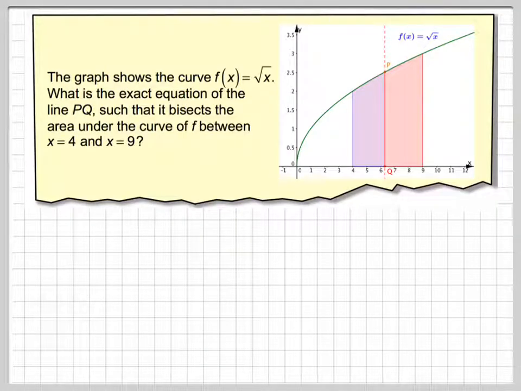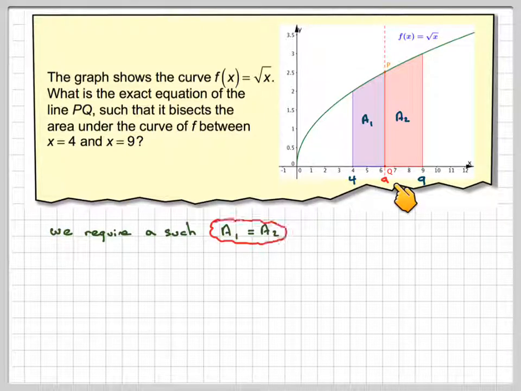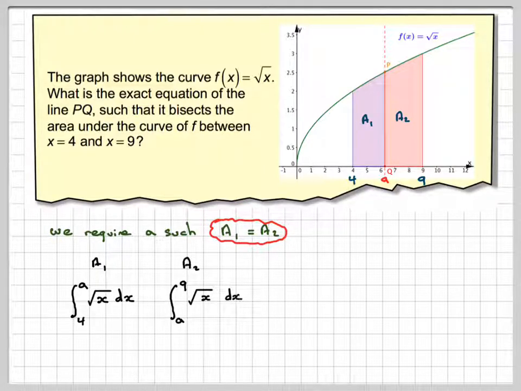So going back to the problem, we'll call that A1 and we'll call that one A2. This is 4, we'll call this point here A and 9, and we want to find the equation of point A, such that A1 is equal to A2. So A1 will be the area between 4 and A of square root of x. We need to integrate the function from 4 to A of square root of x dx, and for A2 we need to integrate between A and 9 of square root of x, and we want to know where those are actually equal.